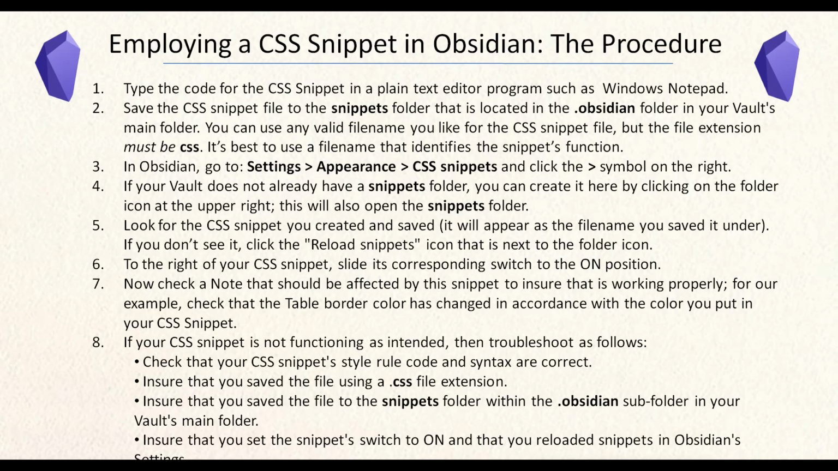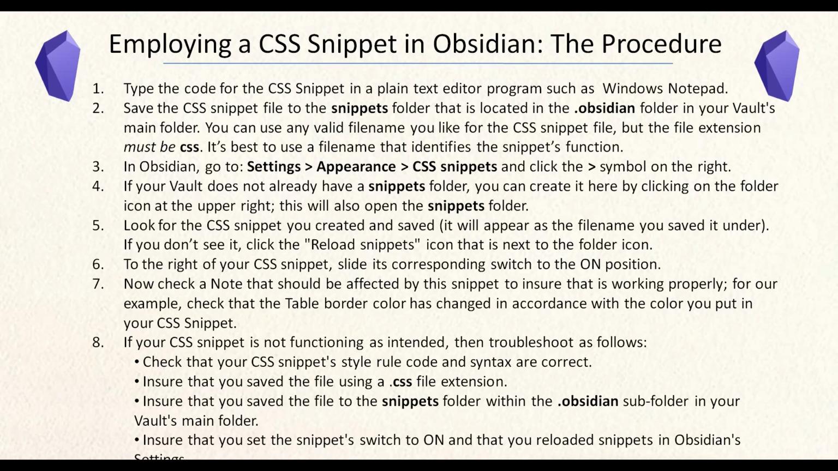Finally, if your CSS snippet is not functioning as intended, then troubleshoot it as follows. First, check that your CSS snippet style, rule, code, and syntax are correct. Anything with computers that involves code has to adhere exactly to the rules and the syntax for that code. Any slight deviation will make the code not function. The spelling of commands or names of features, required punctuation, things like that. They're very, very particular, so you have to be very careful that you adhere exactly to the rules for that code.